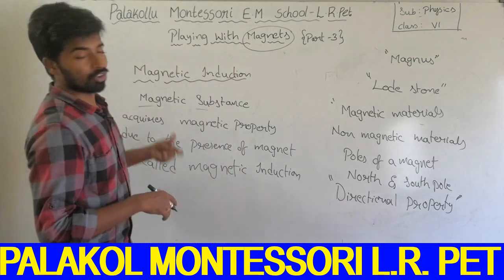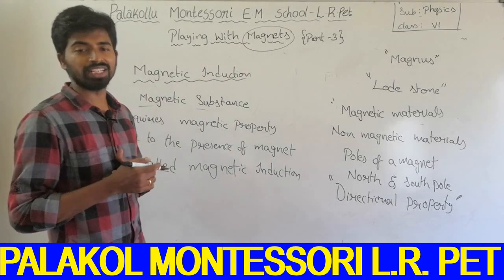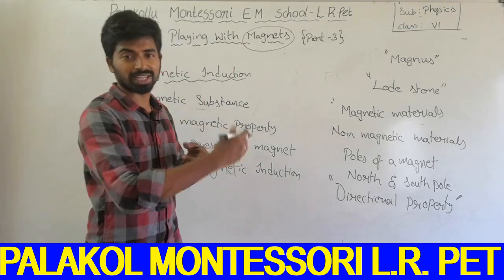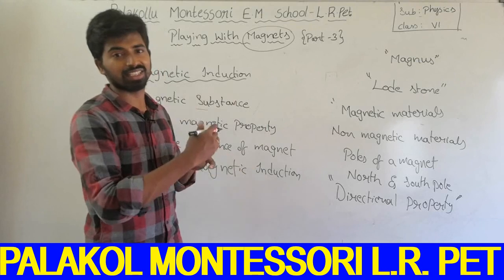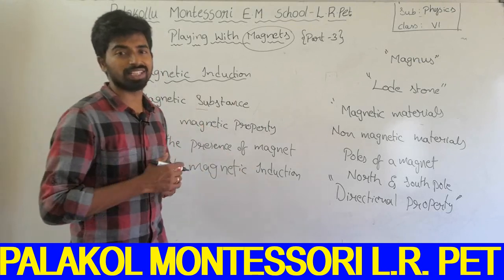And we have seen how we can make our own magnet. We have to rub a magnetic substance in a single direction. Then the magnetic substance will become a magnet. It will behave as a magnet.